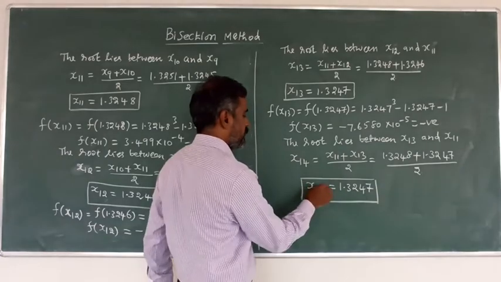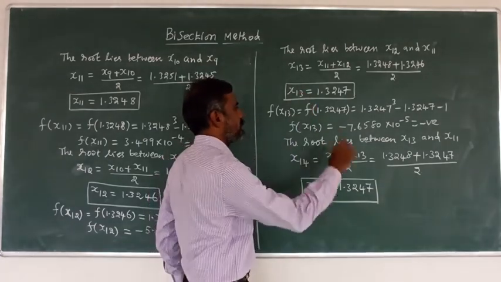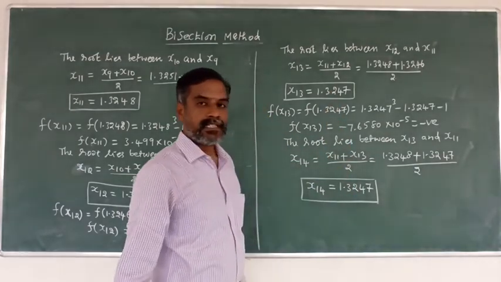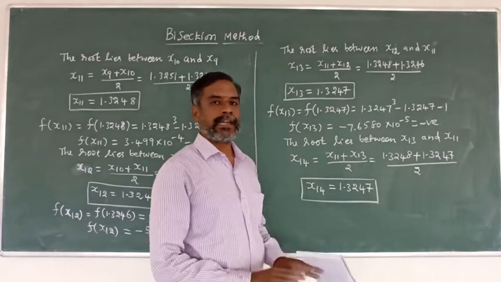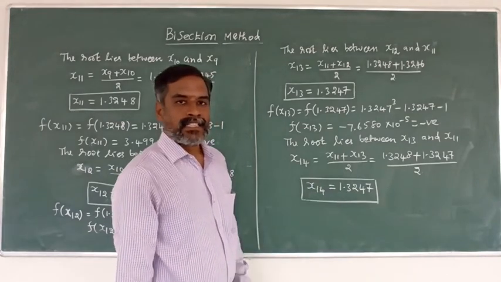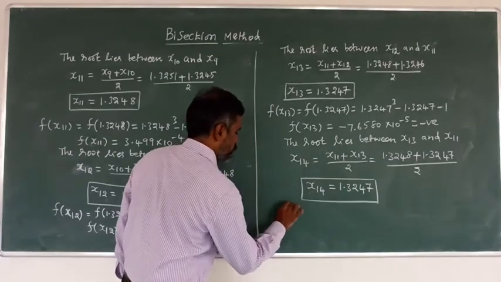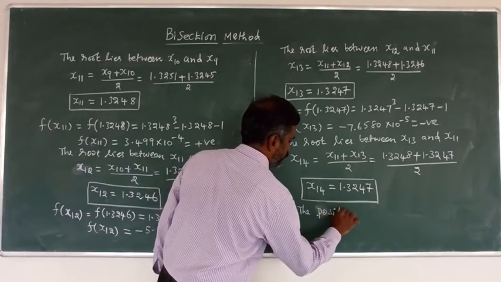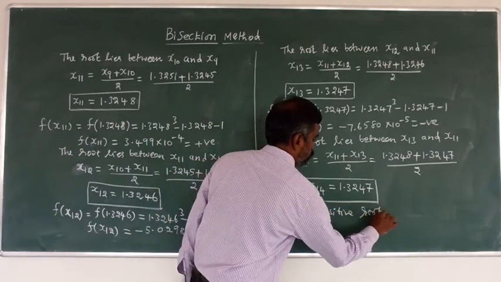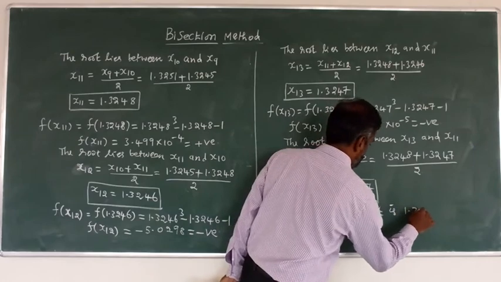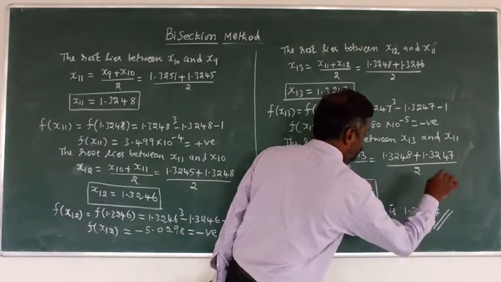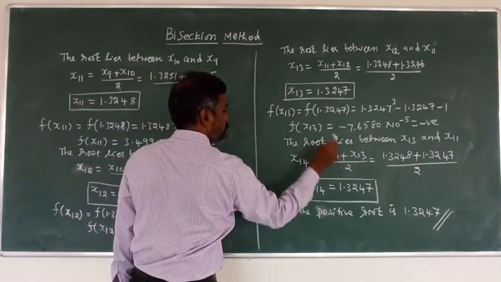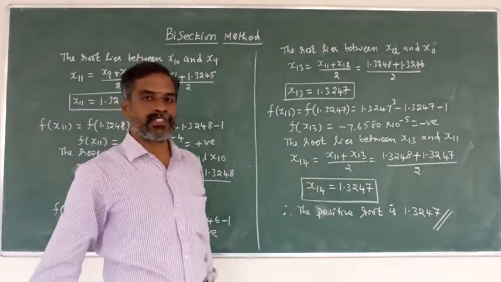Now compare the x14 value with x13. Both results are the same. If same, we can stop the iterations. This is the final result. Therefore the positive root of the given f of x, using the bisection method, is 1.3247.